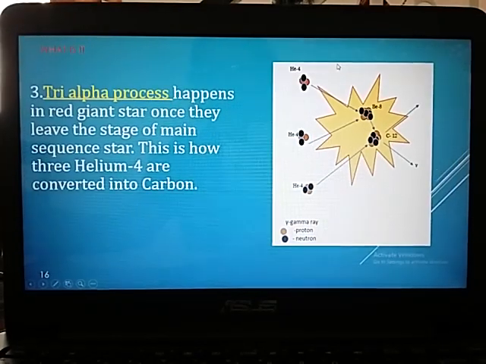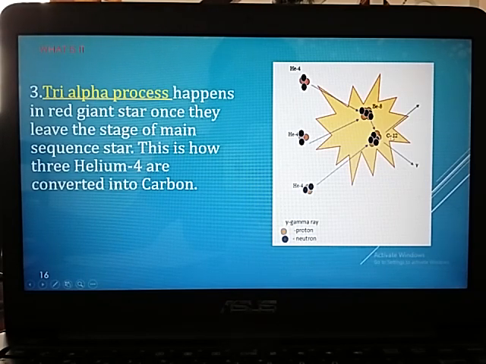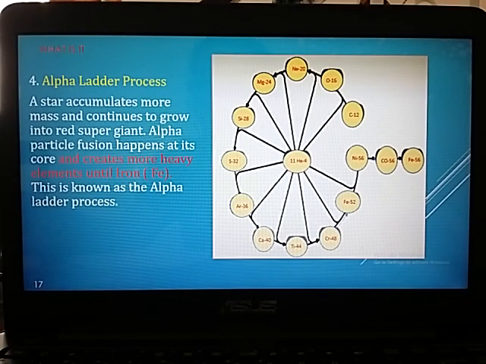So, number 3. There is also a so-called tri-alpha process. Pag sinabing tri, tatlo. So, ang alpha element na sinasabi ay ang helium-4. Helium-4 combined with another helium-4 produces beryllium-8. Then, another helium-4 pumasok and beryllium-8 naging carbon-12. So, anong product sa tri-alpha process? It is the carbon-12. So, meron pang pang-apat, it is the alpha ladder process.